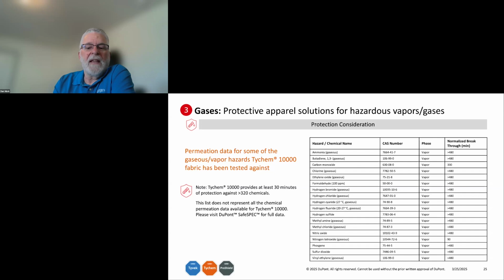Then it's going to give you the phase. In this case, these are all vapors. And then it'll give you the breakthrough time in minutes. So again, we're very data driven. We look at permeation as the gold standard as far as evaluating chemical fabrics. And this information is all readily available on our website. And I think we talk a little bit about SafeSpec a little further on. Just note that we also offer Tychem 10,000 in a hooded coverall. It's not just a level A. Next slide, please.